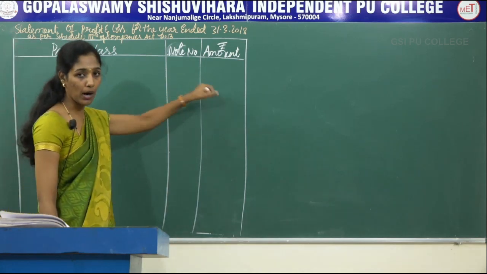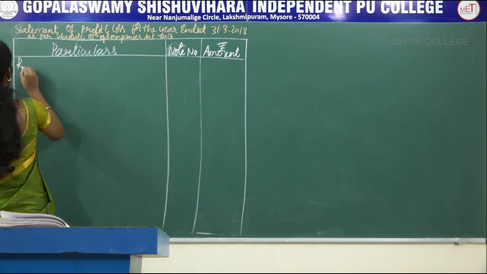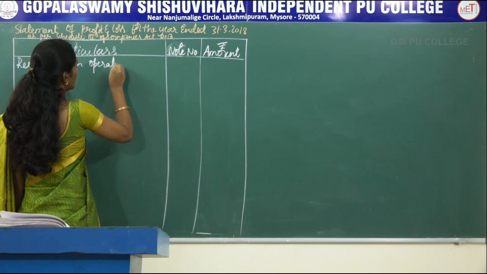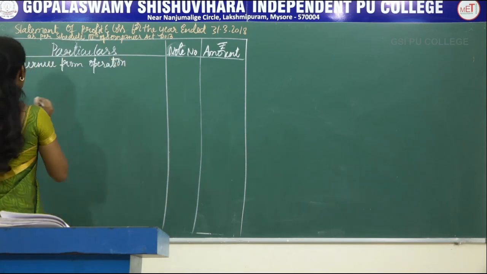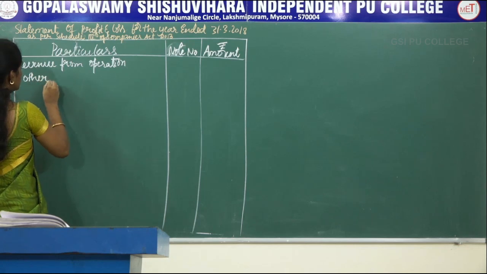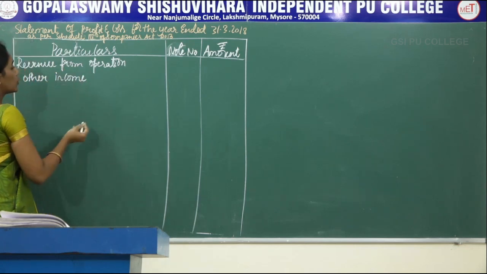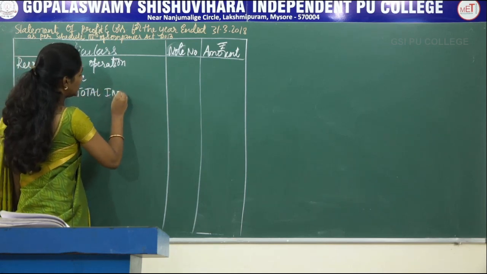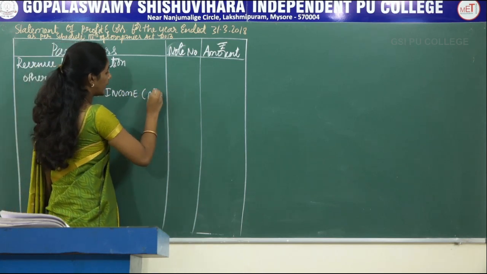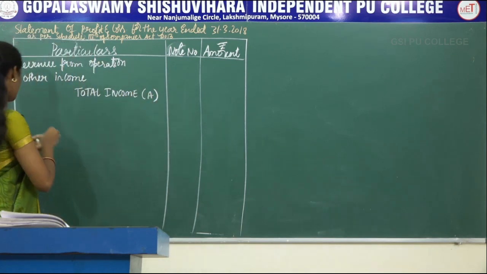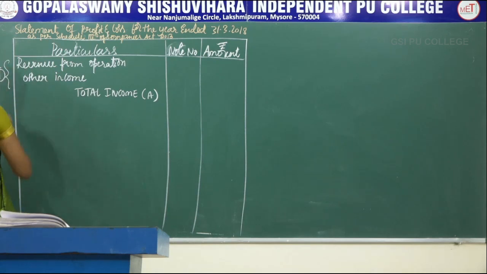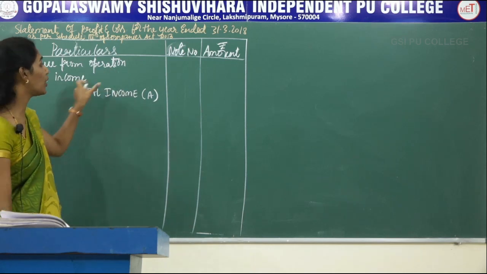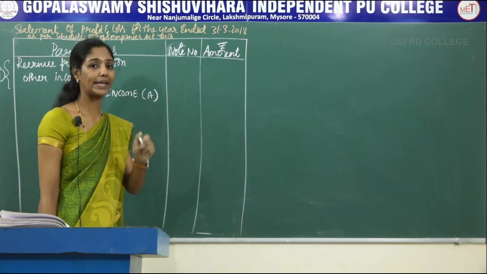Particulars, note number, amount. As we know, the first item is revenue from operation. And the second one is other income. So then when we add together, we get total income A. So this is our first step. Revenue from operation should be recorded, next other income should be recorded. When we add the two incomes, we get total income.